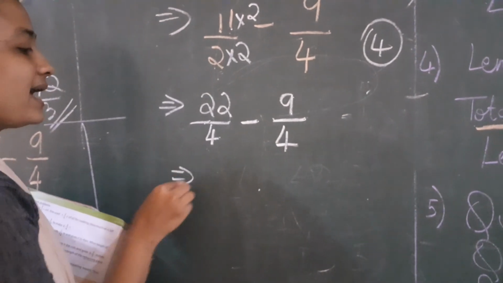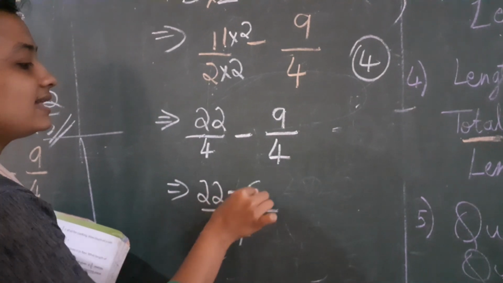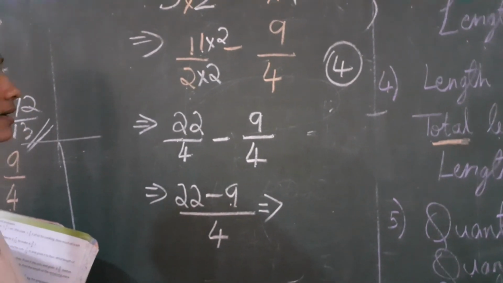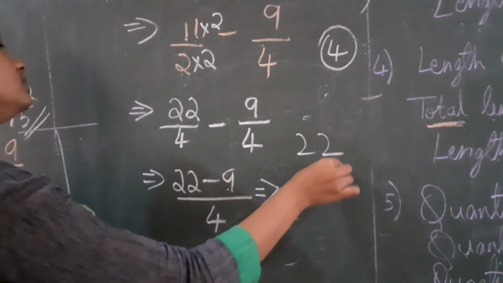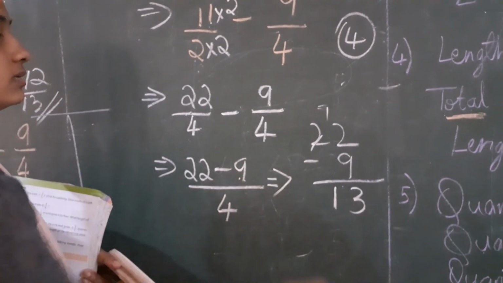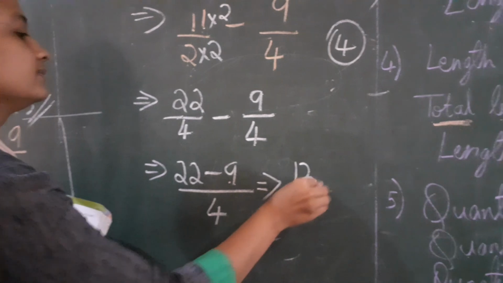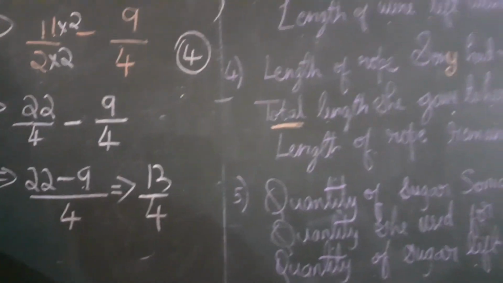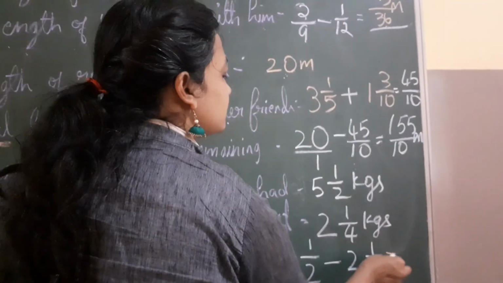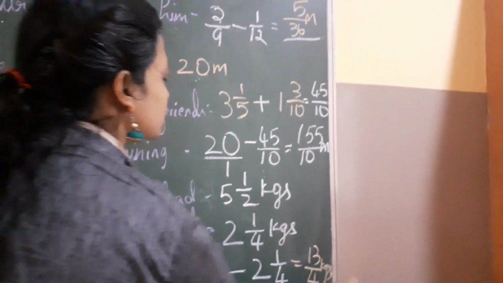Now let us subtract it. 4 in the denominator, 22 minus 9 in the numerator. So what will be my answer? So subtract and see, children, you get 13. So 13 by 4 will be my answer. So how much quantity of sugar is left with her? She has 13 by 4 kgs of sugar with her.